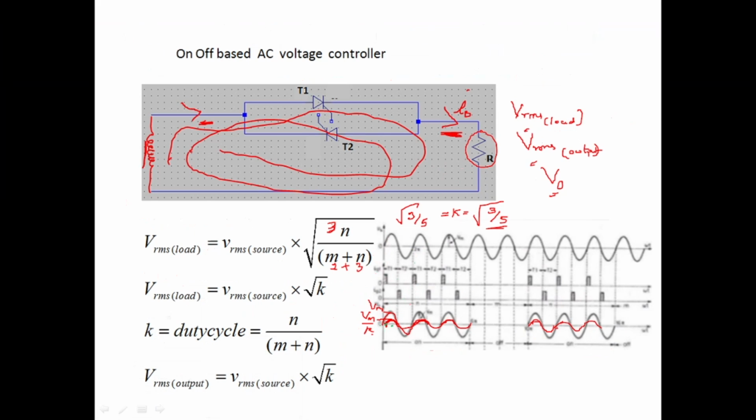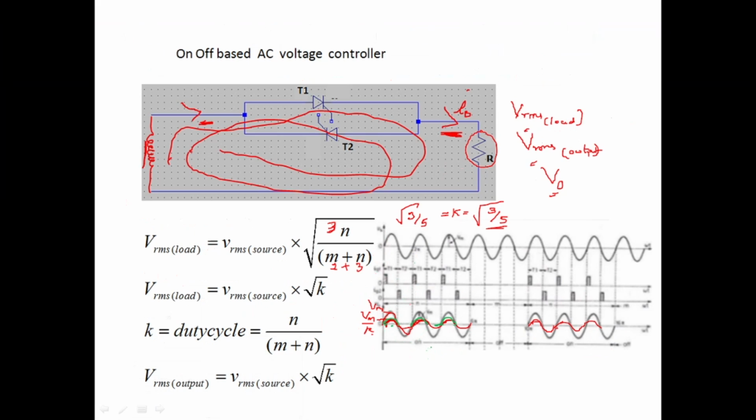So here, you can see, if I plot properly, this is the current flowing through thyristor T1. It is sinusoidal. This is the current flowing through thyristor T1. During this interval there is no current. During this interval there is no current.